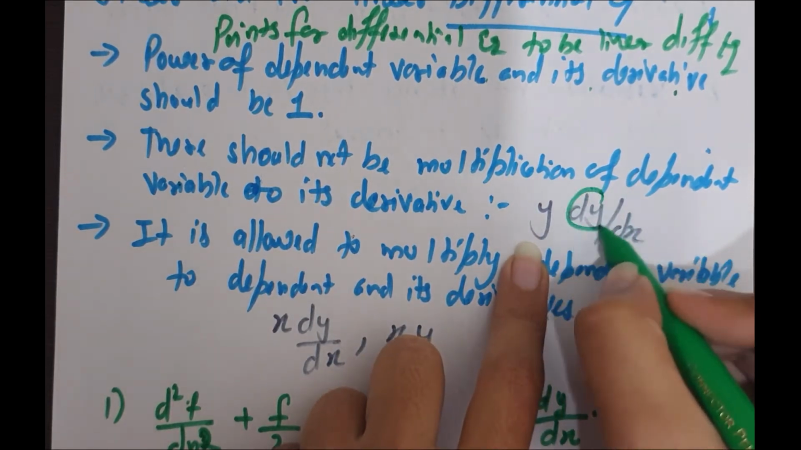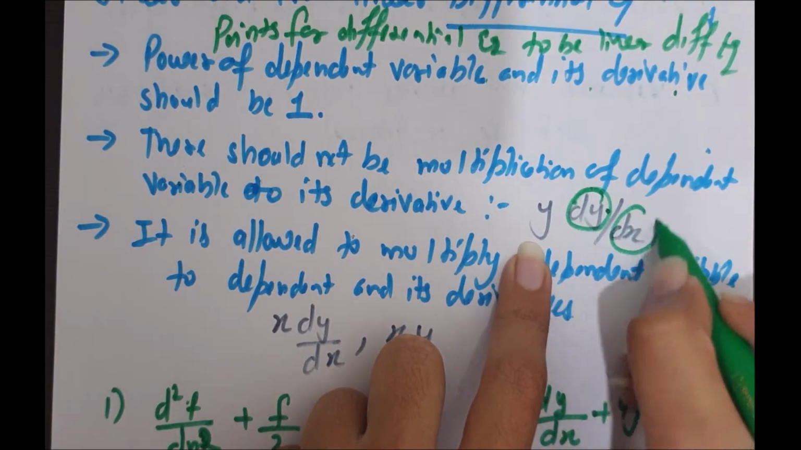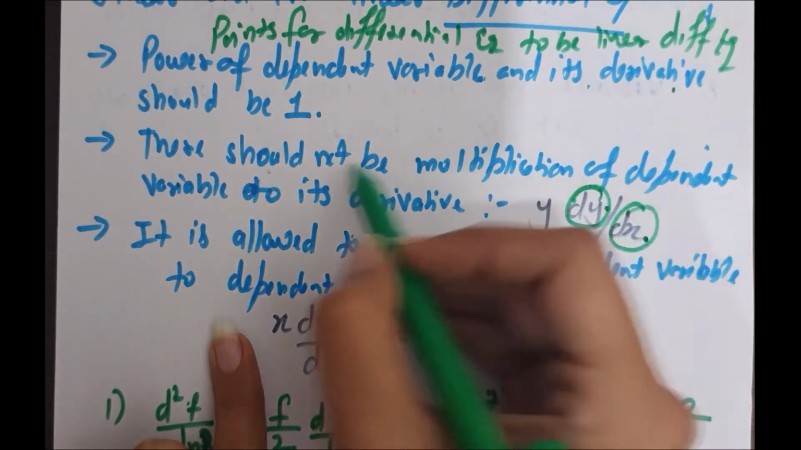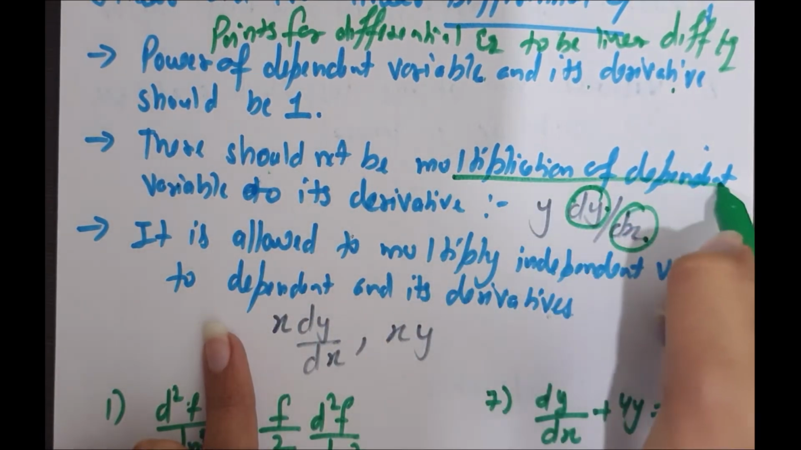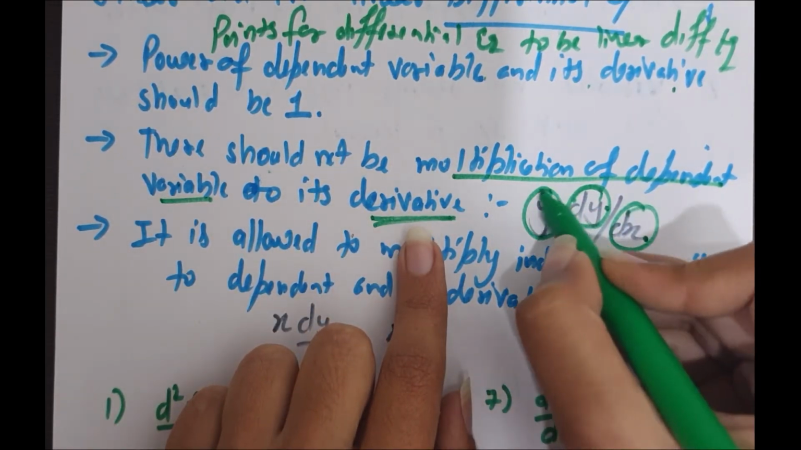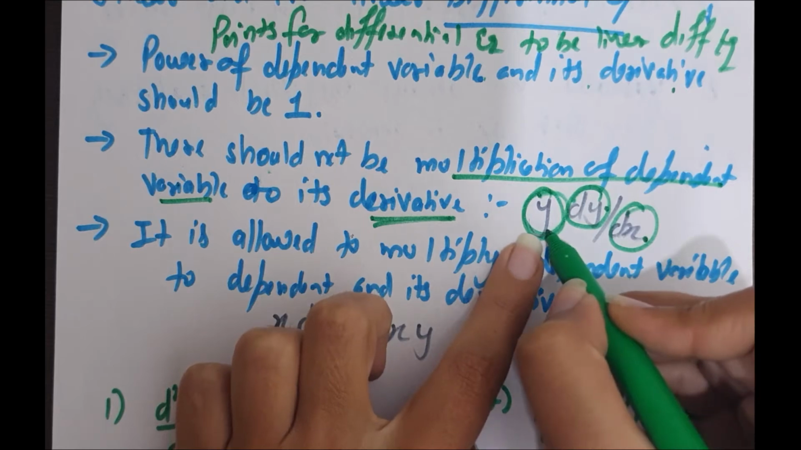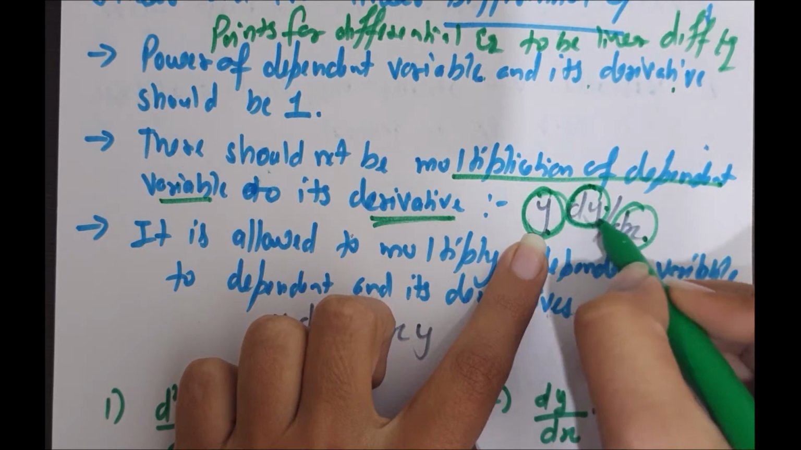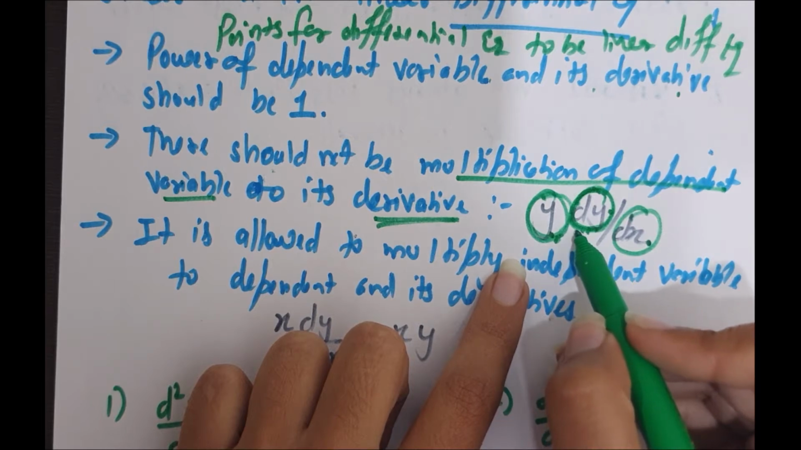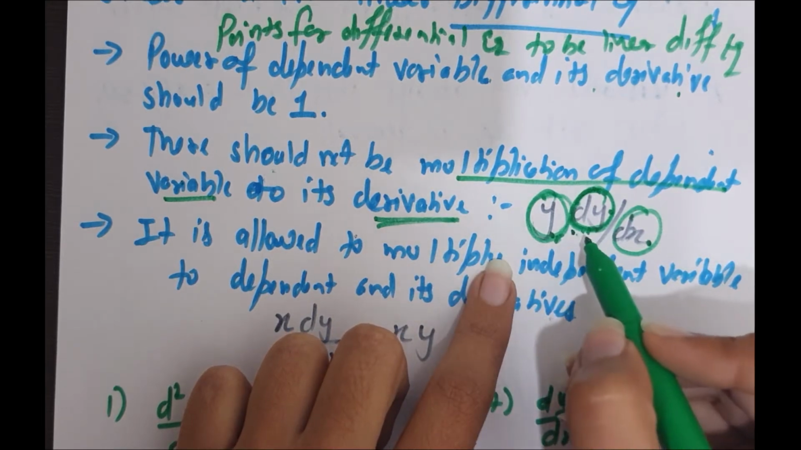Here dy is the dependent variable, dx is the independent variable. So this point says there shouldn't be multiplication of the dependent variable to its derivative. This dependent variable shouldn't be multiplied with its derivative. If this is there in a differential equation, then it's called a non-linear differential equation.